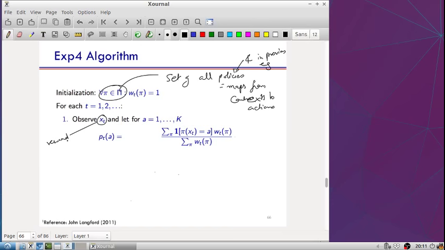So the way I'm going to do it is as follows. I have these numbers for each policy. Let's say I observe the reward XT, so I'm going from XT to XT plus 1. I played an action and got a reward. For each action A, did the policy say that I should play action A or not?